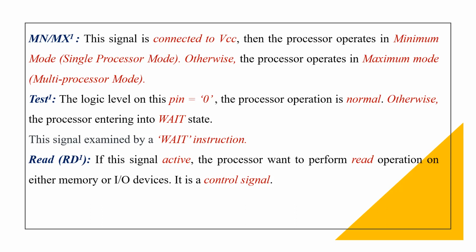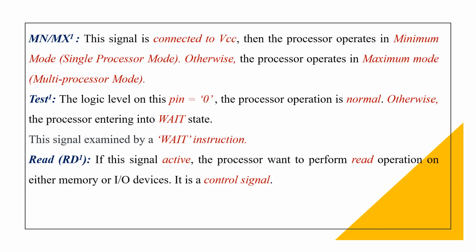The next signal is TEST bar. Basically, this signal is examined by the WAIT instruction. So with the help of the WAIT instruction only, we can examine this TEST bar signal. What is the speciality of this? If the logic level on this particular pin is 0, the processor operation is normal. There is no issue. Once we identify that the logic level on this signal is 1, the processor enters the wait state. How long does it stay in the wait state? Until the logic level on this TEST bar changes from 1 to 0.